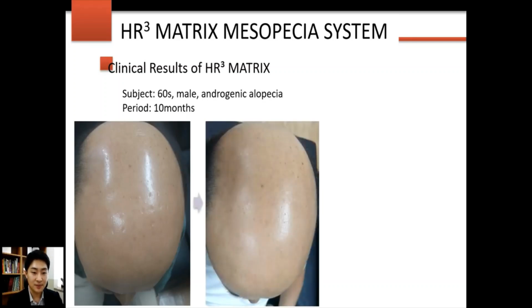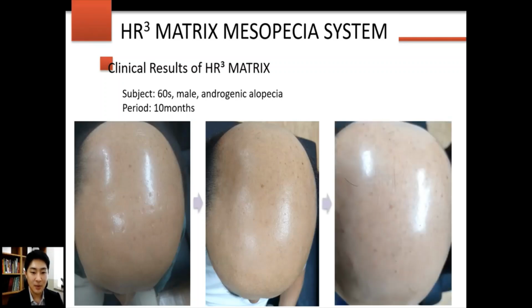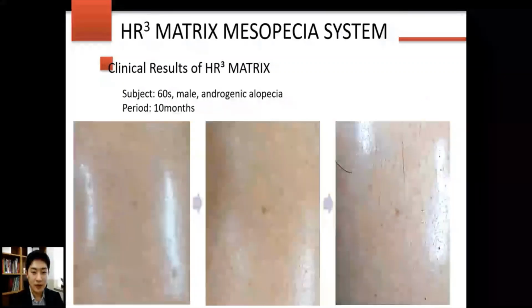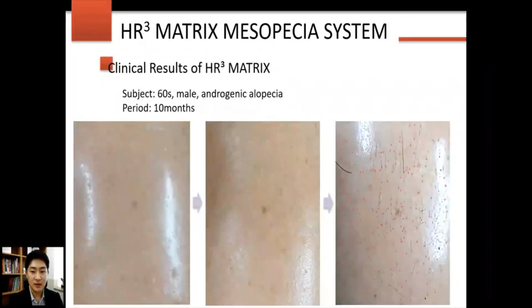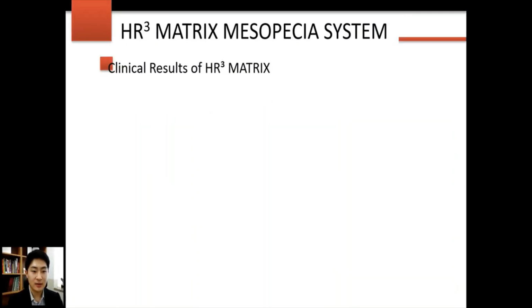Let's see the result. After 2 months of use, we couldn't observe any new hairs, but it seemed like pores are made on the scalp. We thought that this may be the preceding stage for hair regrowth, and so we continued the study. After 10 months of use, we found that new hairs regrew. Such an incredible result. Let's see the magnified photos. You can clearly see the new hairs. There are more than 100 hairs regrown in this area.